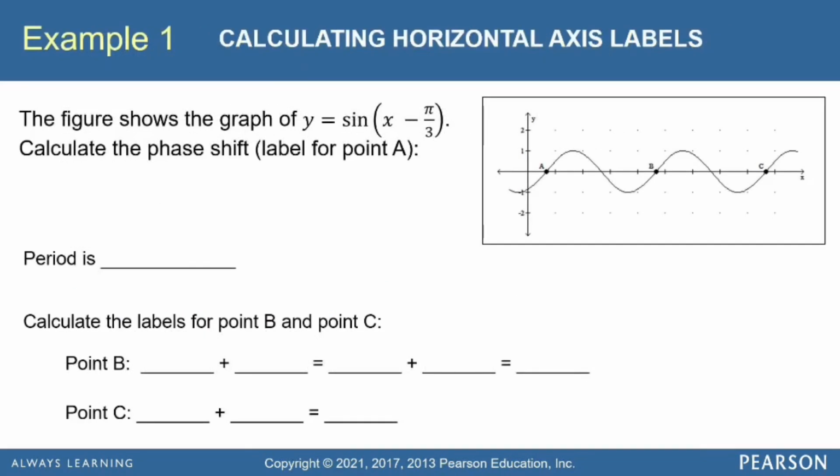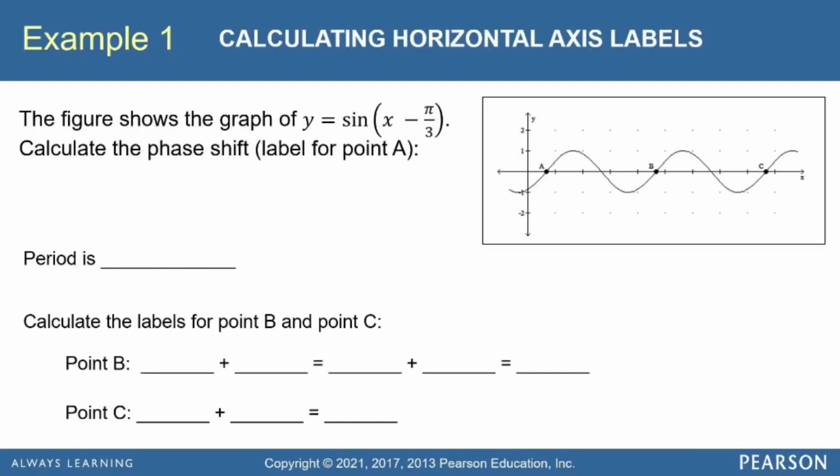So let's practice just a little bit before we start graphing our own functions. Let's practice calculating the labels that go at the beginning of the first cycle, the end of the first cycle, and the end of the second cycle. So here we have the graph of y equals the sine of x minus pi over 3. And first it says calculate the phase shift, which will be the label for point A.